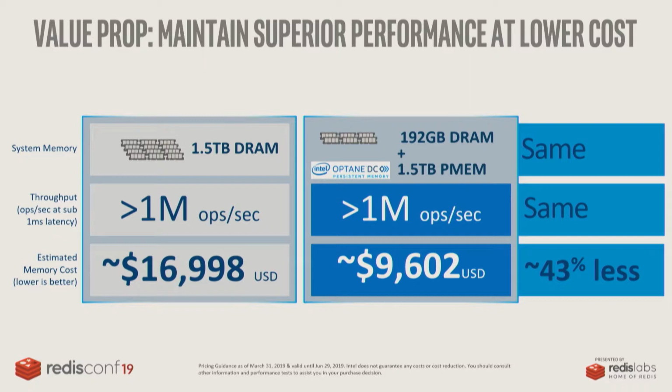And that includes the cost of DRAM as well. So you're paying for both, and you're still going to get a 43% benefit.